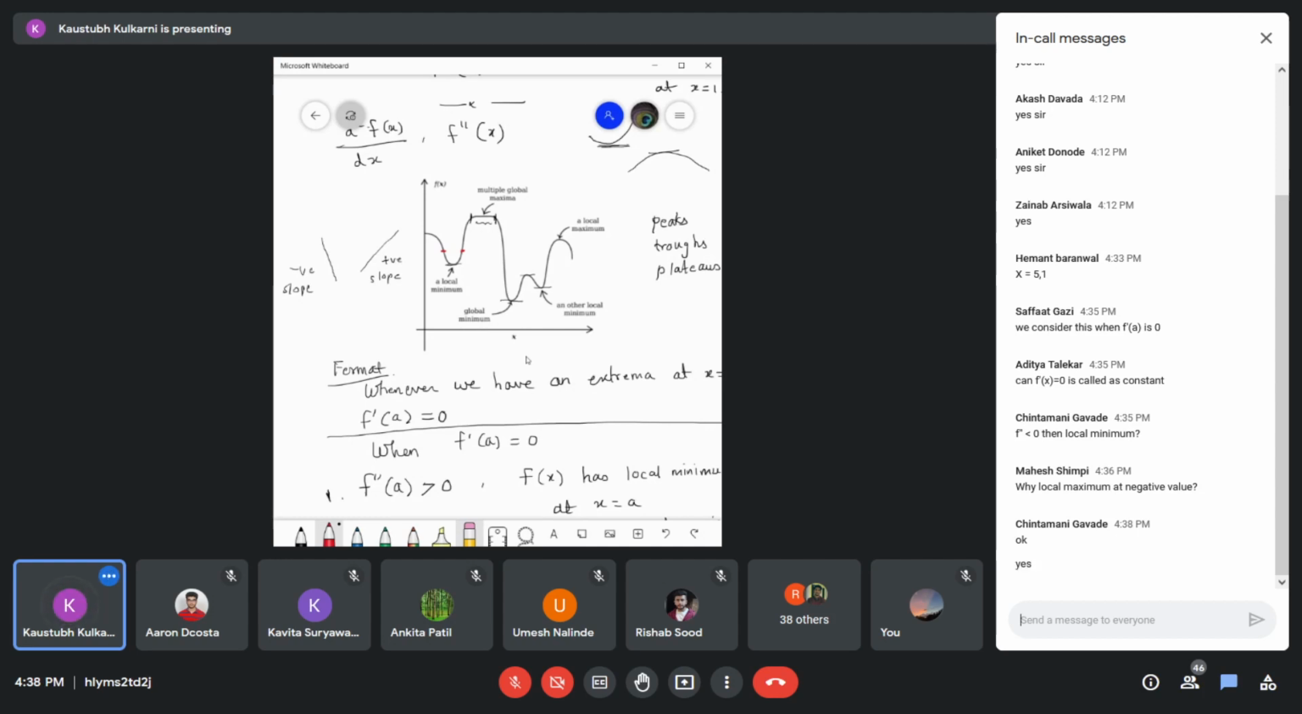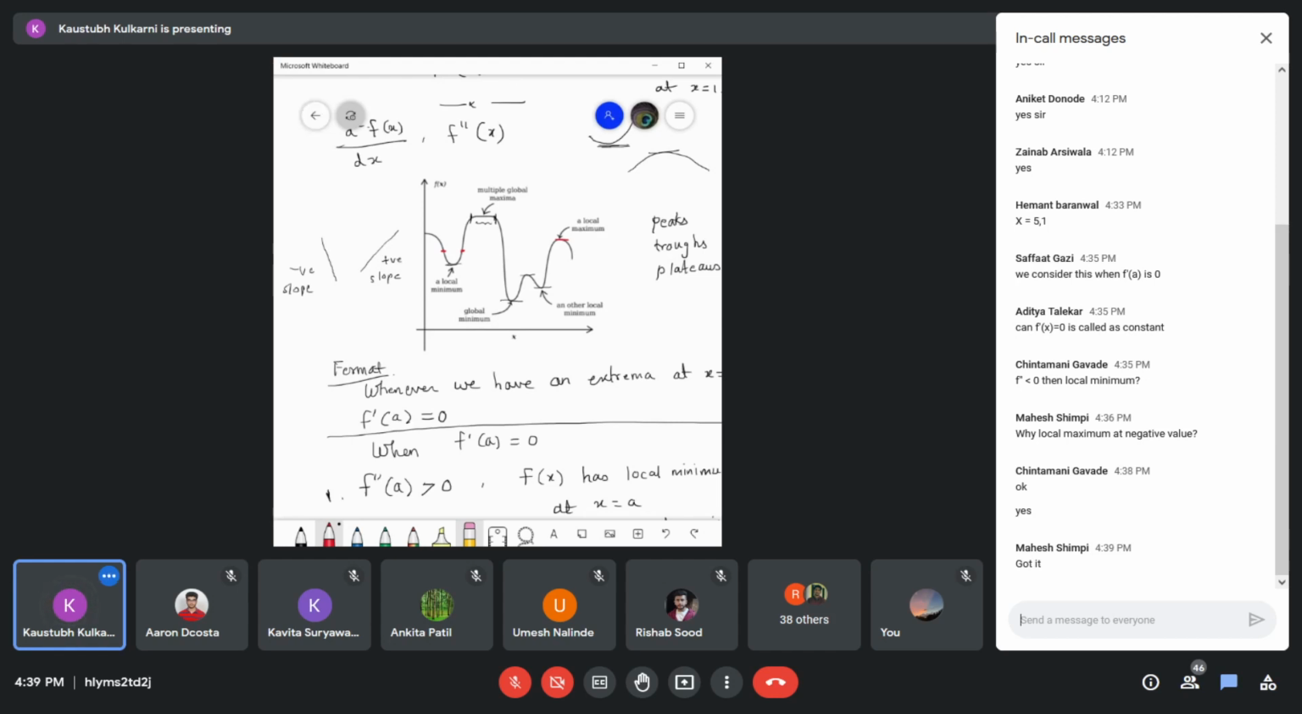The slope becomes negative to positive, therefore it increases. At a maximum the slope was earlier positive, positive, positive, then it becomes 0 here, and now it starts becoming negative. So positive to negative, therefore the slope decreases in a way. So that's why. Mahesh also got the point.